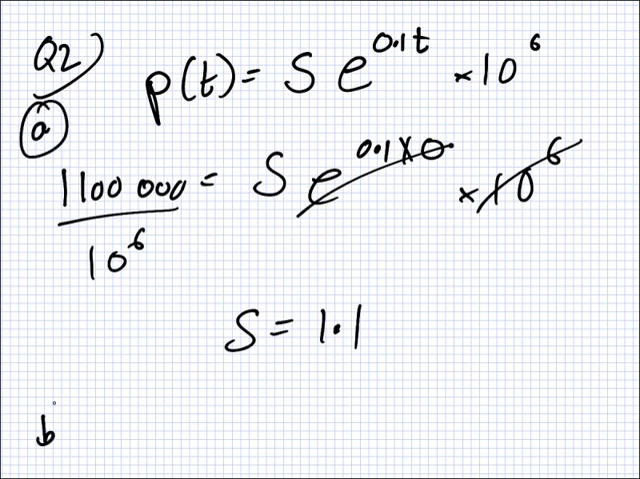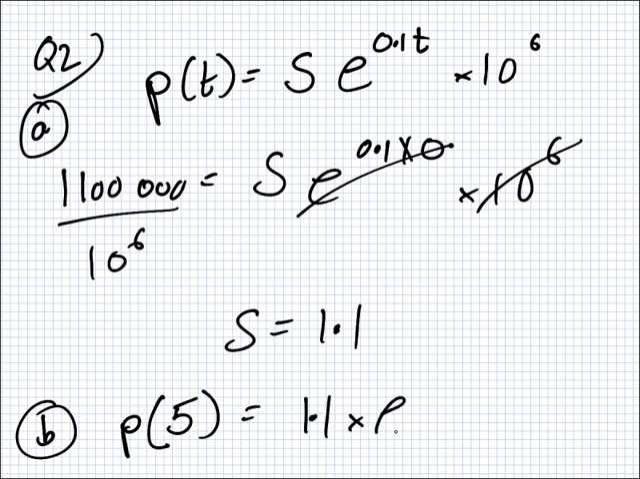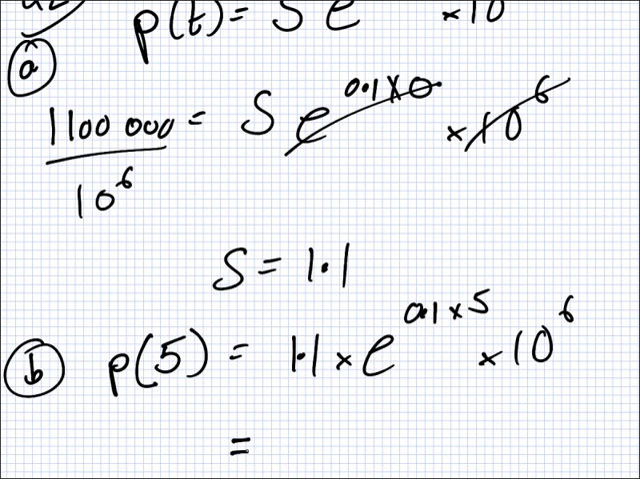Right. B. The next thing was also very well answered, which was to predict the population in 2015. So for 2015, I think we were saying T is 5, because we start in 2010. So the population then is 1.1 times e^(0.1 times 5) times 10^6. And any answer that was rounding off to 1.8 million, most people gave me the full decimal, but I was just looking to see 1.8 million. So again, this was very well answered.